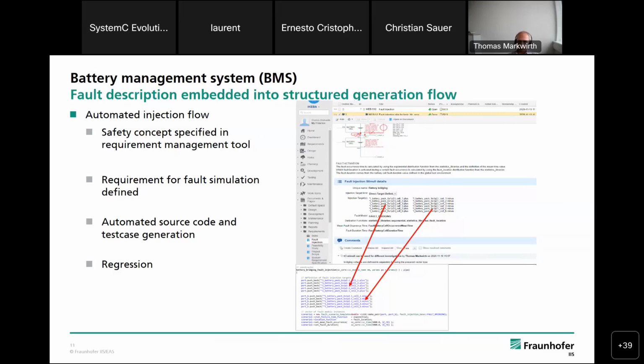mainly enough to define only several things, what I said already: where a fault should be injected, when it should happen, and what kind of fault should be injected. But we also have optional things which can be additionally defined, for example, a derivation function for a statistical analysis and so on. But this is too deep for now. Based on this description, an automatic source code and test case generation is created and the regression is run.